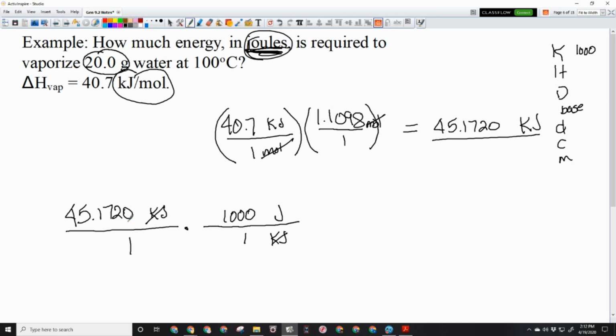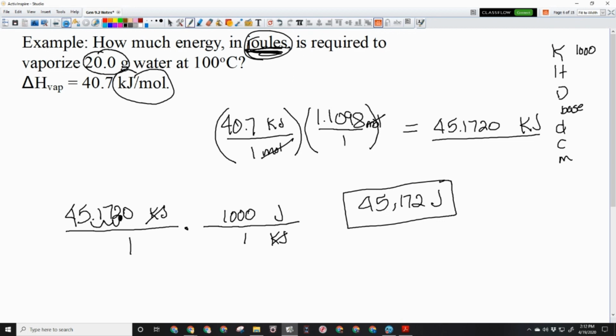So all I have to do is move the decimal place over 3 times, 1 place for each 0. 1, 2, 3. Okay, so that's going to be 45,172 joules of energy required to do that. Okay, we're adding because we're vaporizing. So we're going to add this much energy to get this to go from a liquid to a gas.